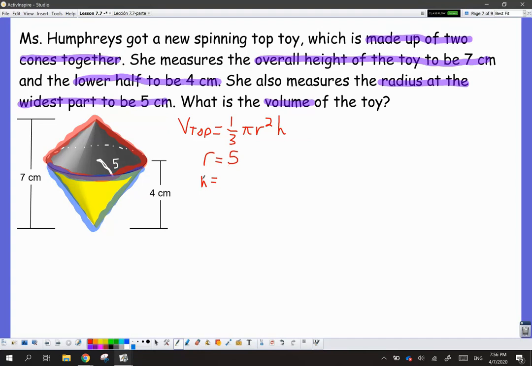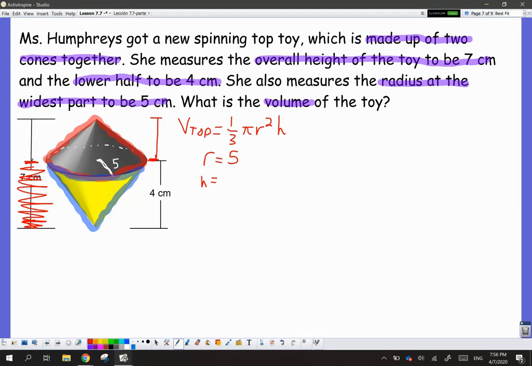Now for the height of the cone, for the top cone, I'm not given that height. I'm given the overall height, the total height of the toy, and I'm given the height of the bottom half. So I know the height of the bottom cone, but I need the height of the top cone. I need this part right here. But luckily, I can find that height because I know that if the total height of the cone is 7, and I want to find the height just up to this point, then I need to take away all of this, so that I'm just left with this part up here.